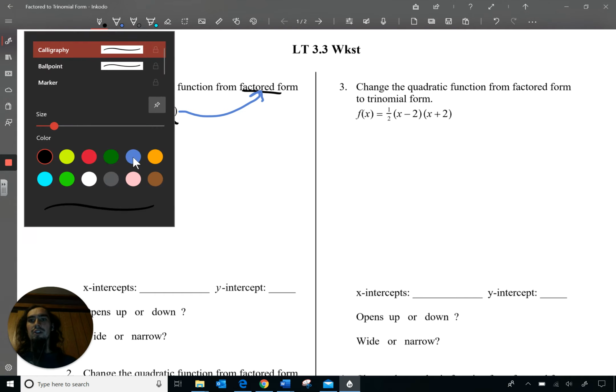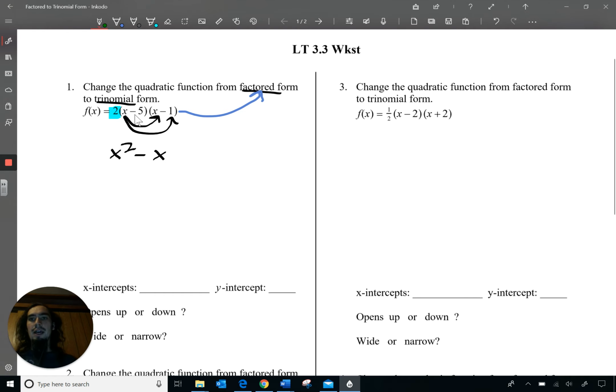Let's go ahead and switch the color up here. And now I'm going to go negative 5 times x and negative 5 times negative 1. So I'm doing the same thing that I did with the first term, but now with the second term, negative 5. And so that's going to give me negative 5 times x, which is negative 5x. And negative 5 times negative 1 is positive 5. Okay, good. So we have x squared minus x minus 5x plus 5.